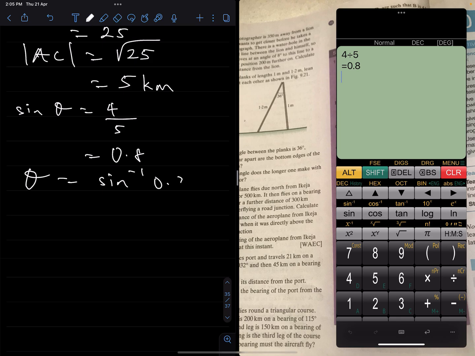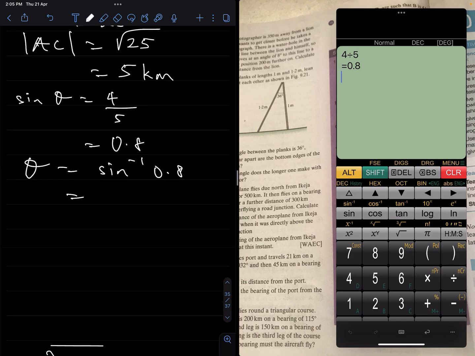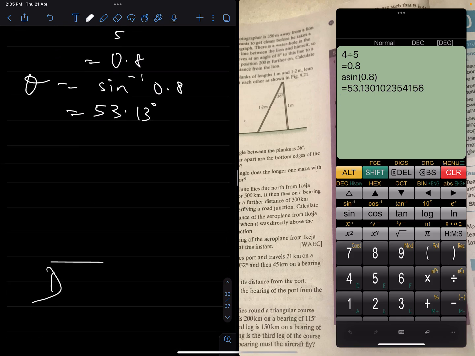At times, it takes a while to figure out what to do. But if you are patient enough, you'll be able to figure it out. Just take your time and you'll get it. Sine inverse of 0.8 is 53.13 degrees.